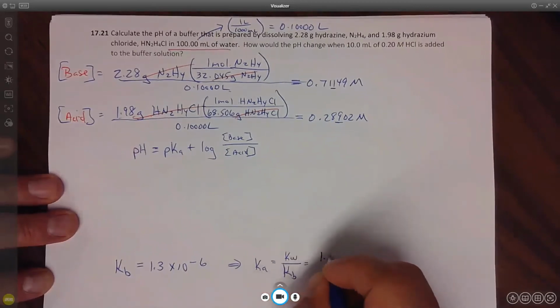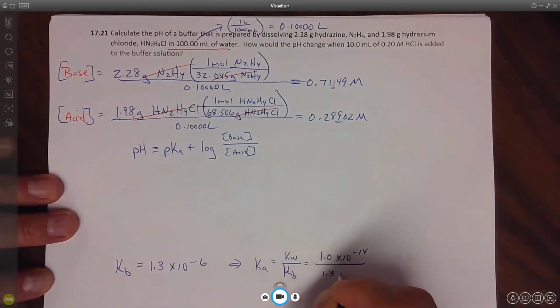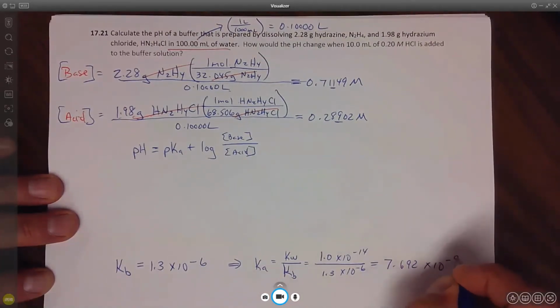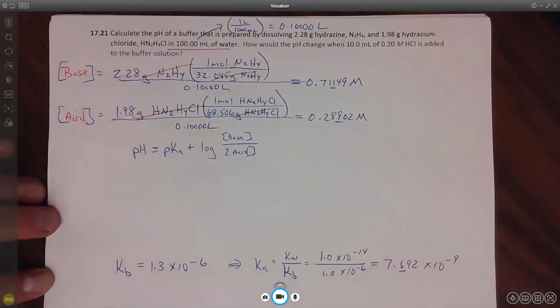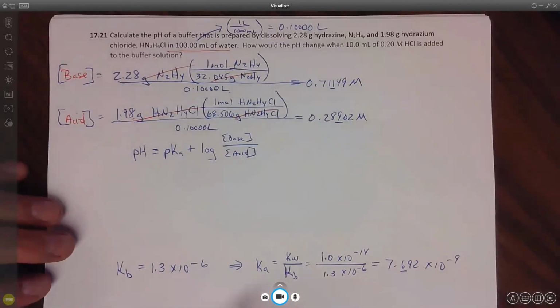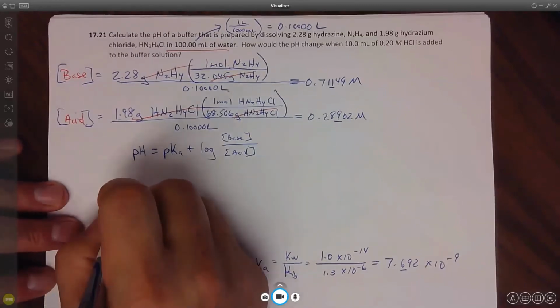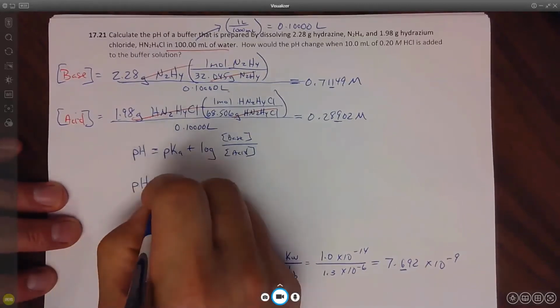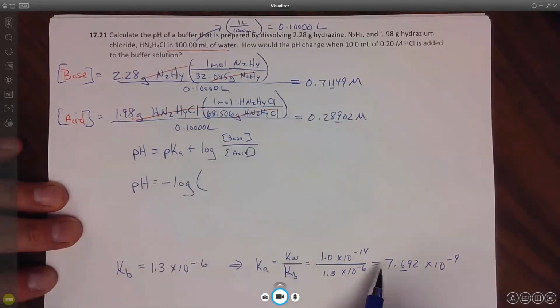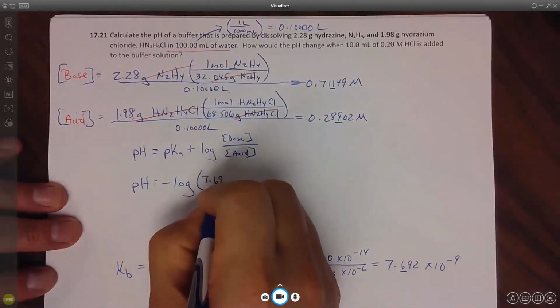So that's going to be 1.0 times 10 to the negative 14 divided by our 1.3 times 10 to the negative 6th. And that is going to give me a value of 7.692 times 10 to the negative 9. Now we're going to plug that in because all we want is the pH. So the pH is going to be equal to the pKa, which is just the negative log of the Ka that we just determined.